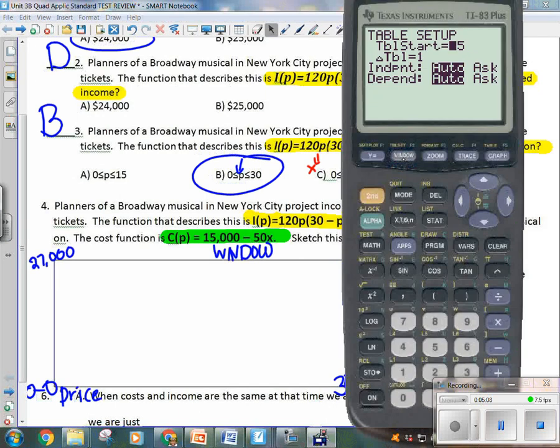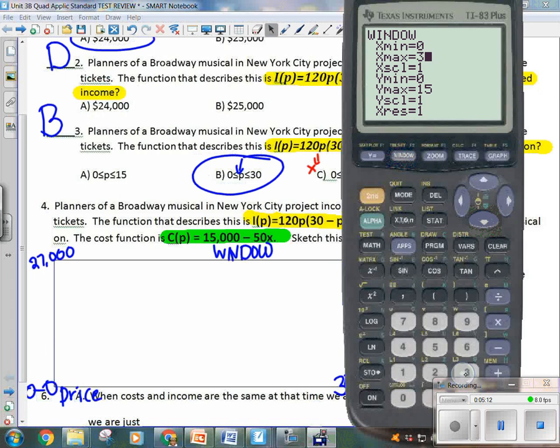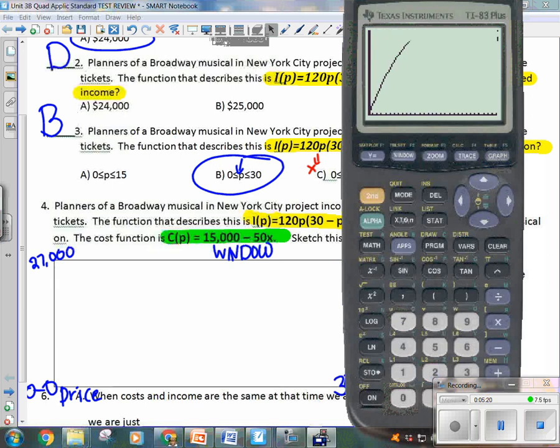So I'm going to go to my window, and I'm going to change it. Oops, sorry, window, 0 to 30, okay? I'm not going to bother with scale, and from 0 to $27,000, all right? Now, if I hit graph, remember, Ms. Jessup keeps saying, if you can see a perfect graph across your screen, you know you've got the right numbers. And now we actually see the cost line.